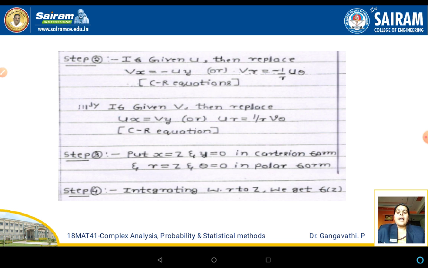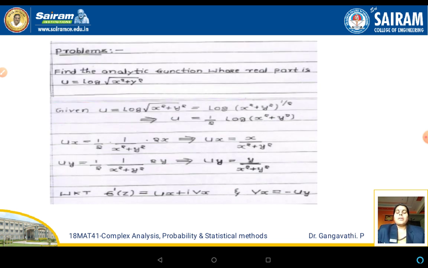Once we do that, the next step, step 4, is to integrate the resulting expression with respect to z and get f of z. So that is the procedure that we need to follow to construct an analytic function when the real or imaginary part has been given. Let us see a few examples and you can understand the procedure in a better way.